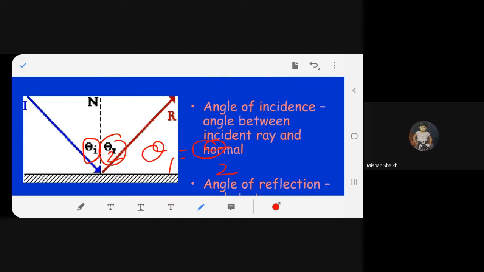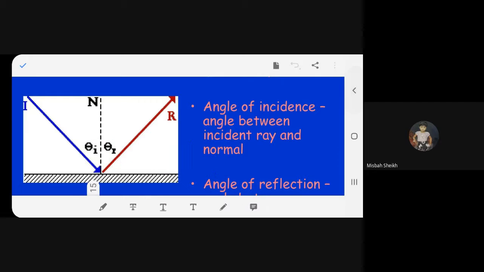So what is the angle of incidence? It is the angle between the incident ray and the normal. Yes or no? So this is the angle. What is the angle of reflection? It is the angle between the normal and the reflected ray. Agree? Yes. That's all.